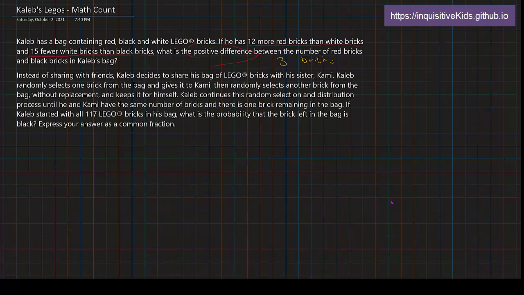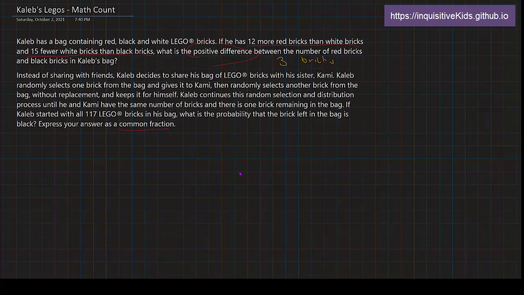Instead of sharing with friends, Caleb decides to share his bag of Lego bricks with his sister Cami. Caleb randomly selects one brick from the bag and gives it to Cami, then randomly selects another brick from the bag without replacement and keeps it for himself. Caleb continues this random selection and distribution process until he and Cami have the same number of bricks and there is one brick remaining in the bag. If Caleb started with all 117 Lego bricks in his bag, what is the probability that the brick left in the bag is black? Express your answer as a common fraction.